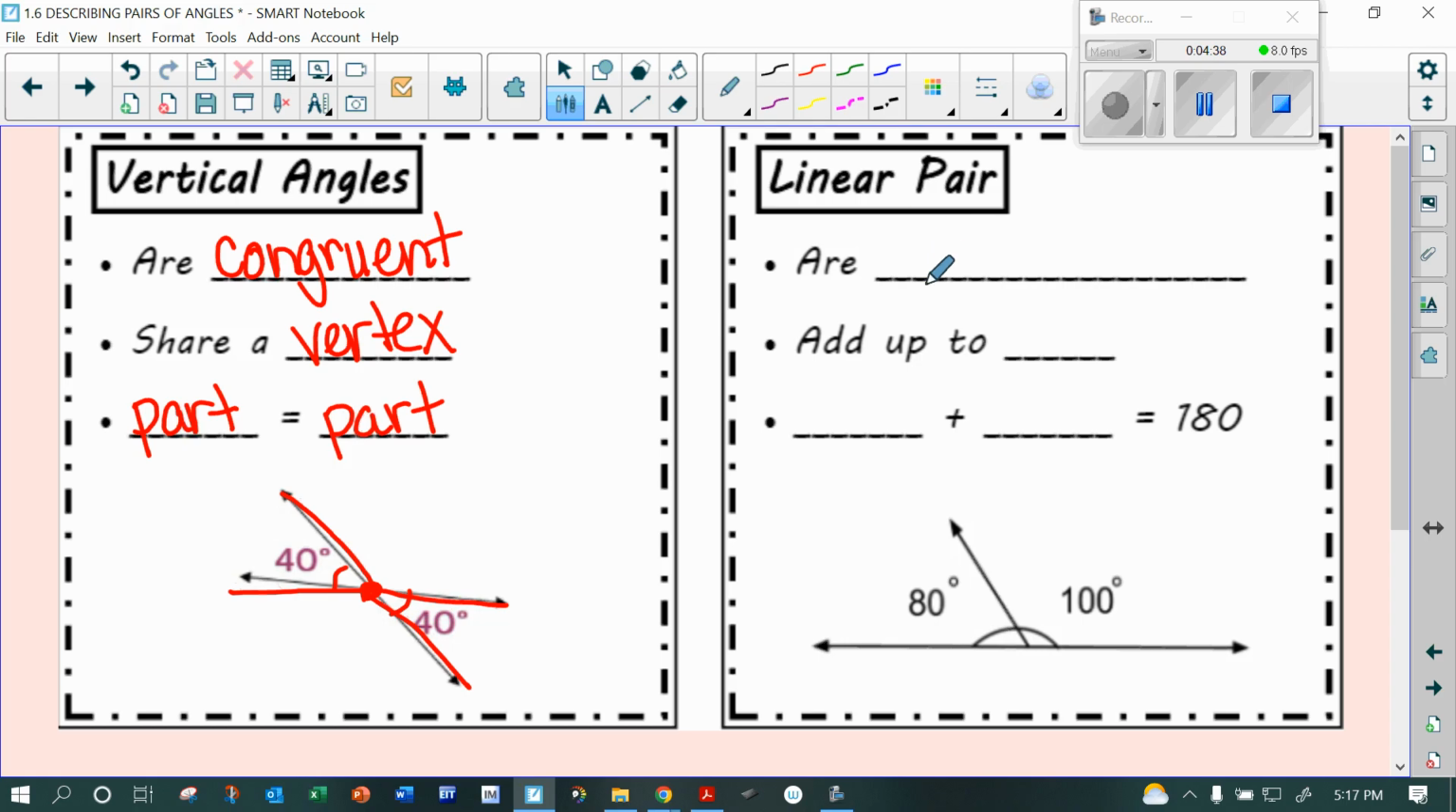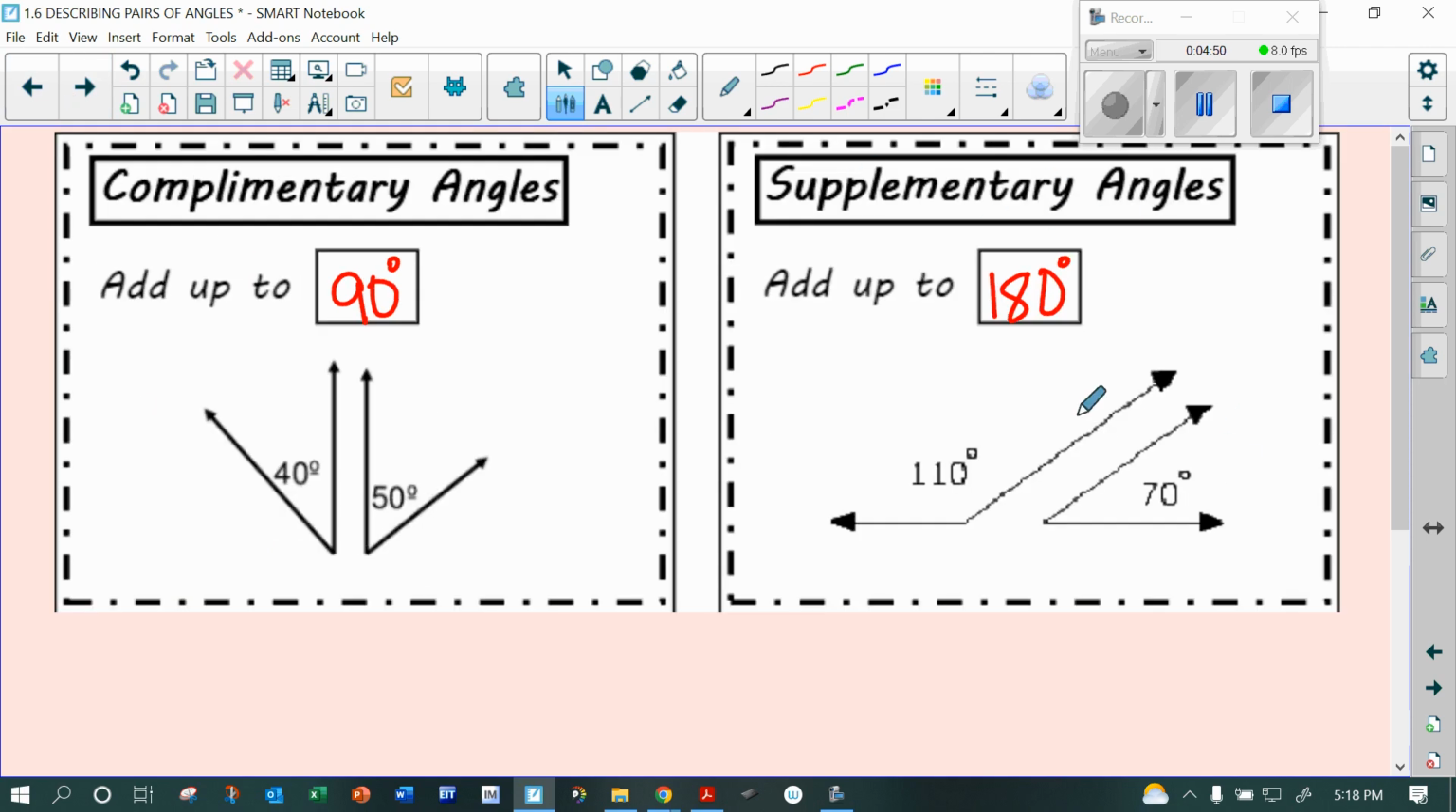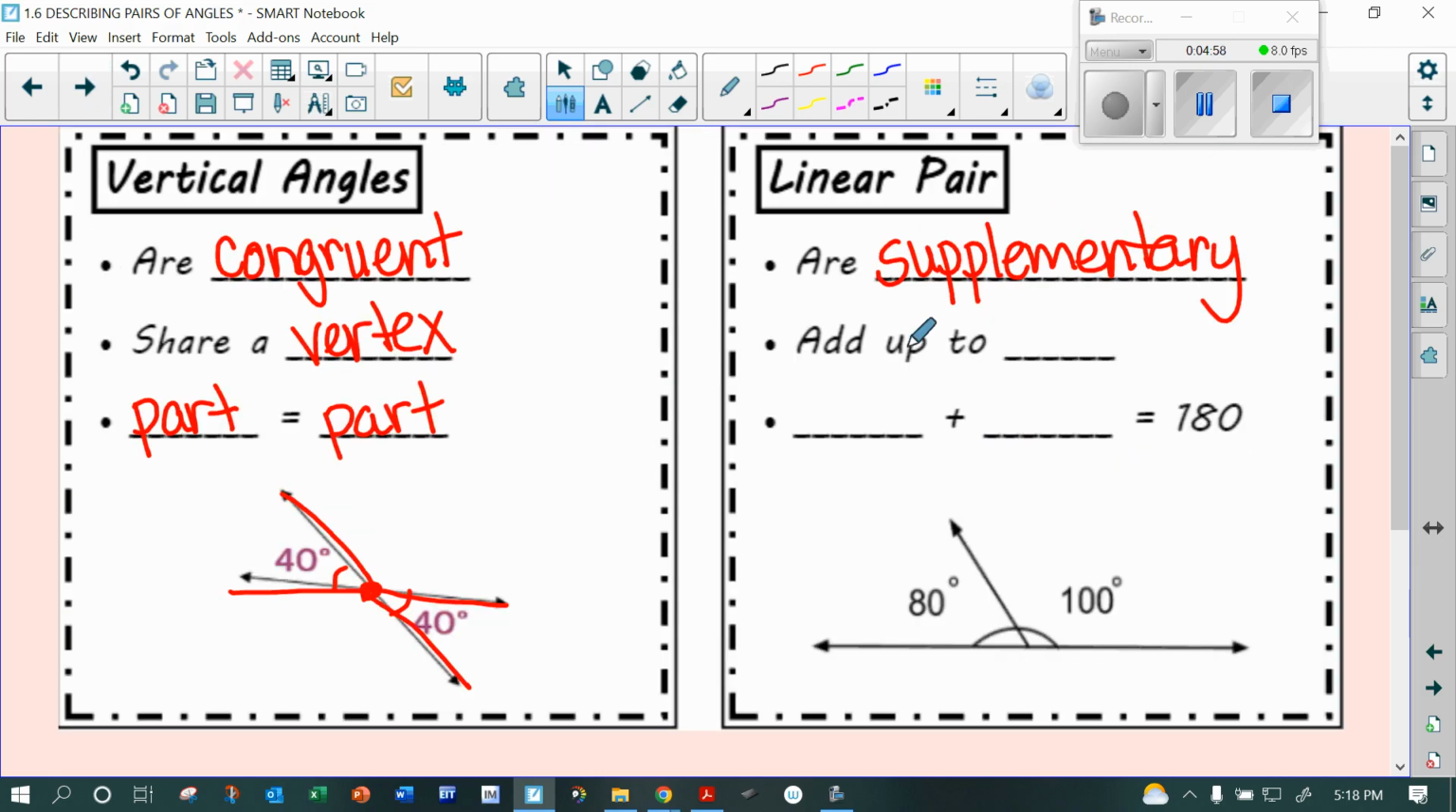A linear pair, they are always supplementary. Now, here we looked at supplementary angles. So supplementary angles do not have to touch, they just have to add up to 180. It's just two random angles that add up to 180. Now, if they're a linear pair, they have to add up to 180 and they have to be adjacent. So a linear pair has to be adjacent. So this time you're going to look at part plus part equals 180. So this part plus this part equals 180. So these have to be adjacent.